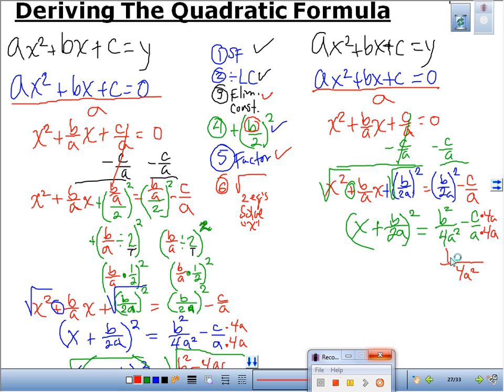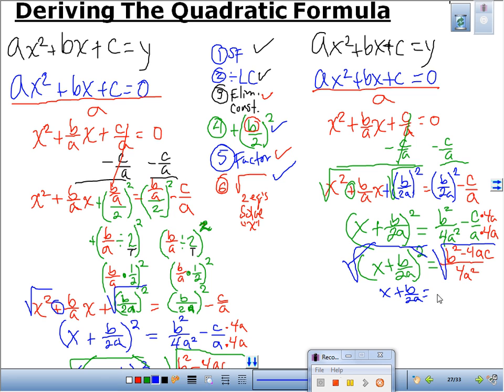And what's in my numerator? B squared. What else? Minus 4AC. Bring down the rest, the equal, and then we have parentheses, x plus b over 2a squared. And now we arrive at one of our last steps. We take the square root. Square root of this, square root of that. This cancels this, and we're left with x plus b over 2a equals.